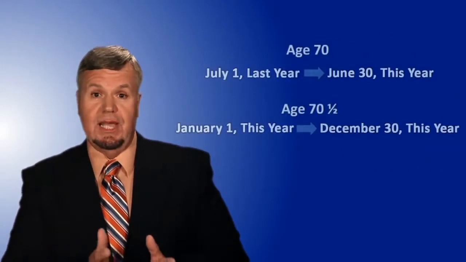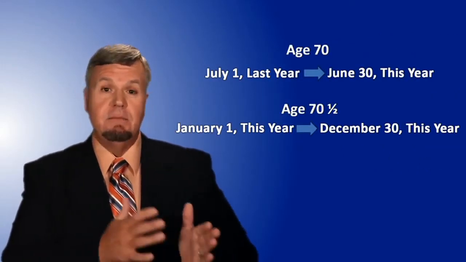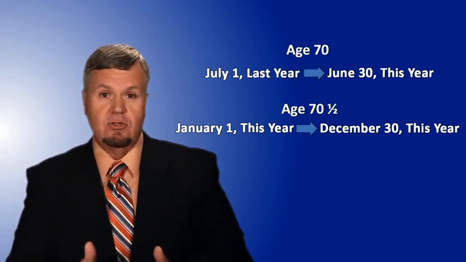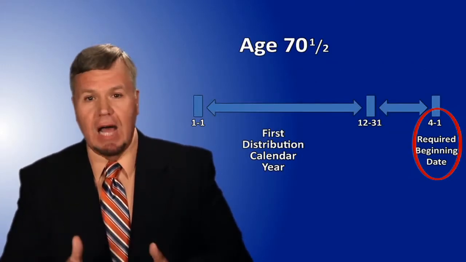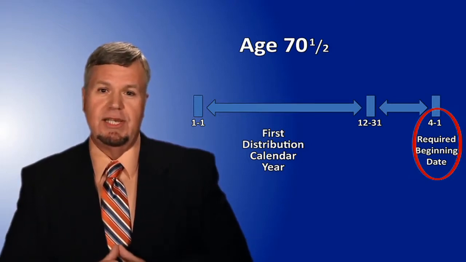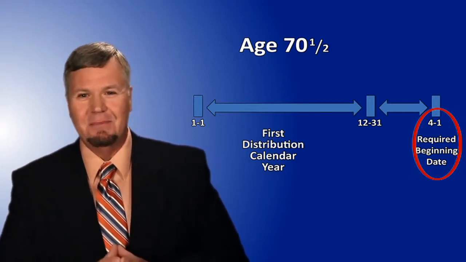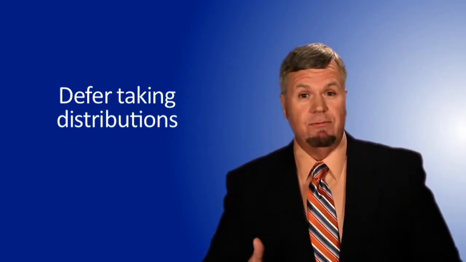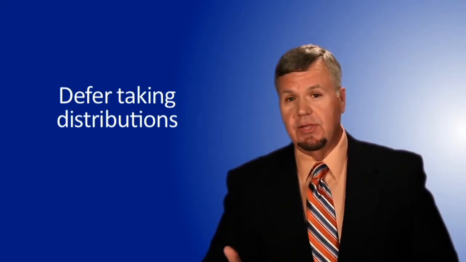So if the individual was 70 in July of last year, means they were 70 and a half in January of this year, they don't have to begin taking distributions until April 1st next year. April 1st of the year following the year the individual reaches age 70 and a half. That's the required beginning date. Now, a lot of people get really excited when they find out that they don't have to begin taking distributions the year they reach age 70 and a half. They can actually defer taking those distributions until April 1st of the year following the year they reach age 70 and a half.